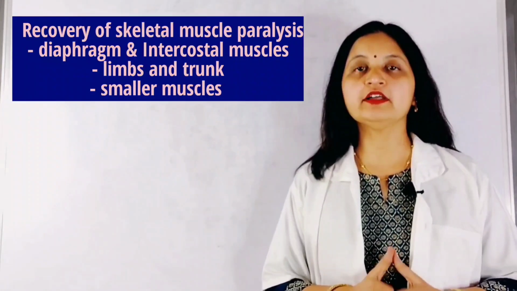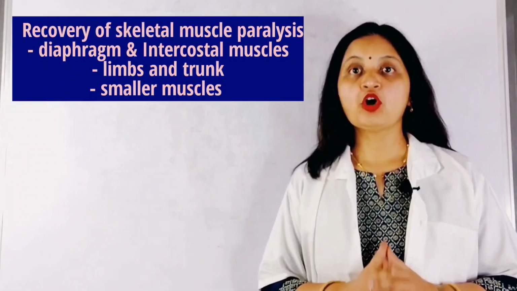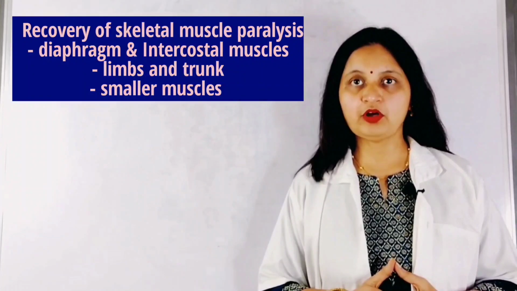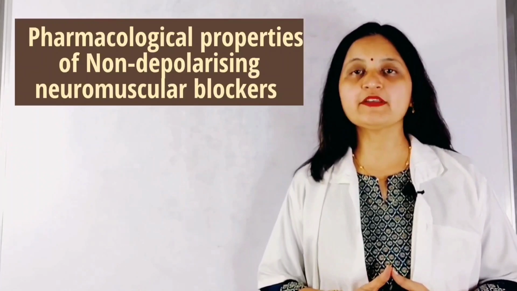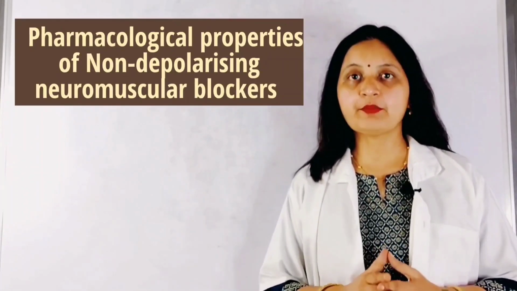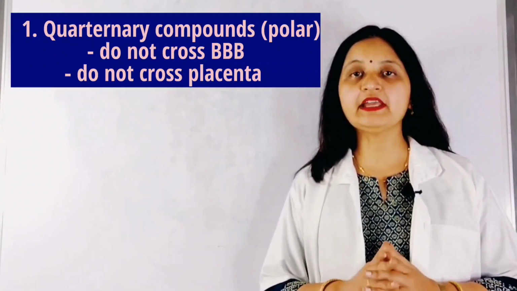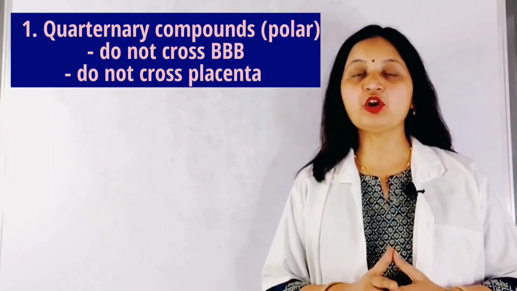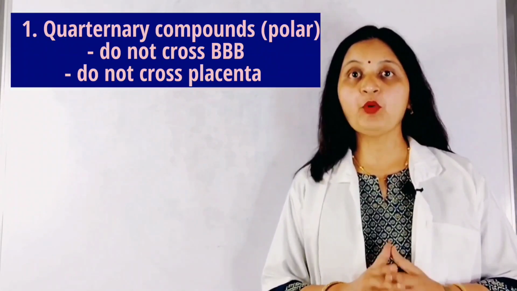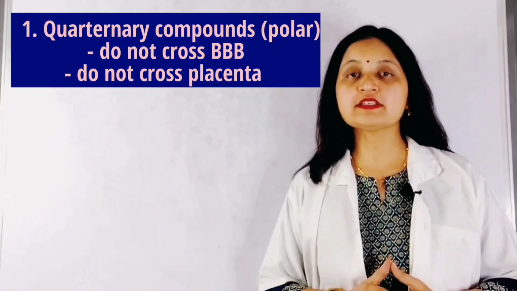The recovery of the skeletal muscle paralysis occurs in the reverse order, which means that the diaphragm and the intercostal muscles are the first to recover. Consciousness is not affected by the neuromuscular blocking agents. Looking at the pharmacological properties, tubocurarine is a prototype drug, and the other non-depolarizing neuromuscular blocking agents are quaternary compounds, which means that they are polar in nature and ionized at physiological pH. Since they are polar, they cannot readily cross the blood-brain barrier, therefore CNS toxicity is less.